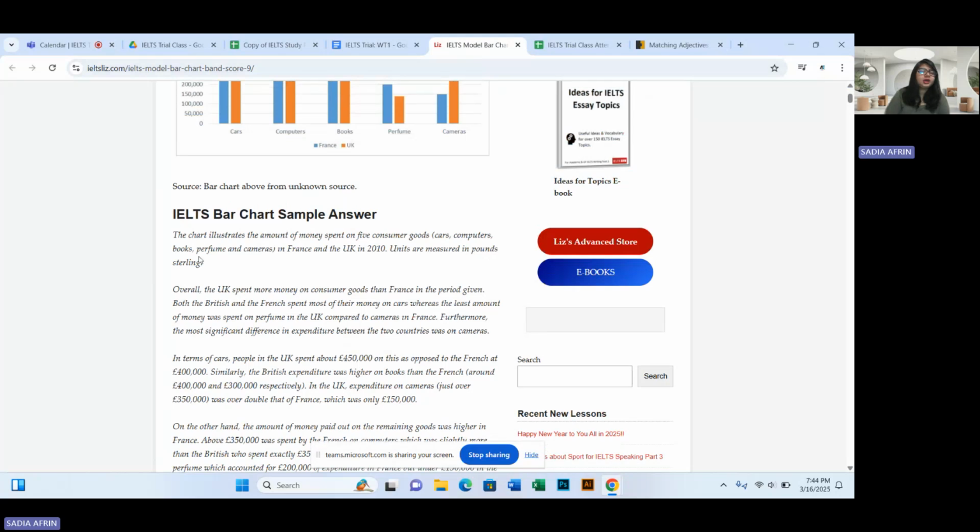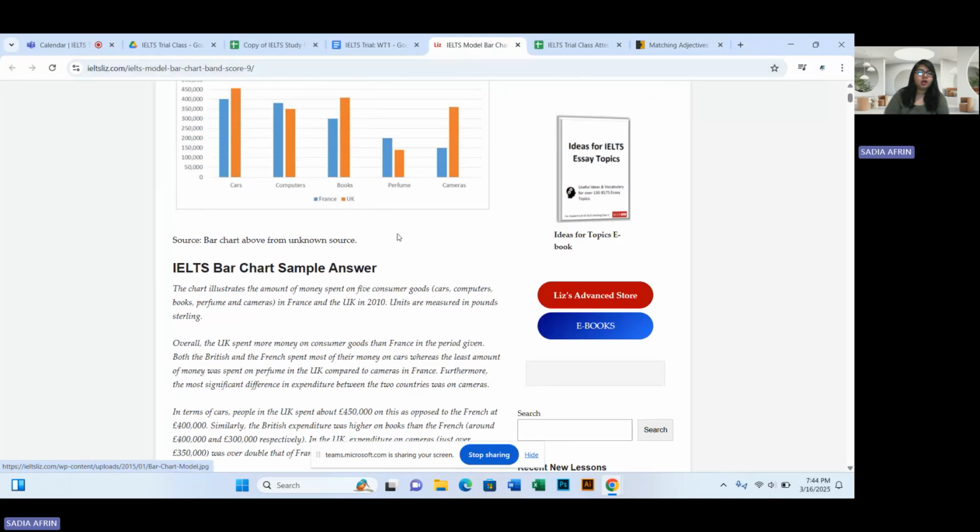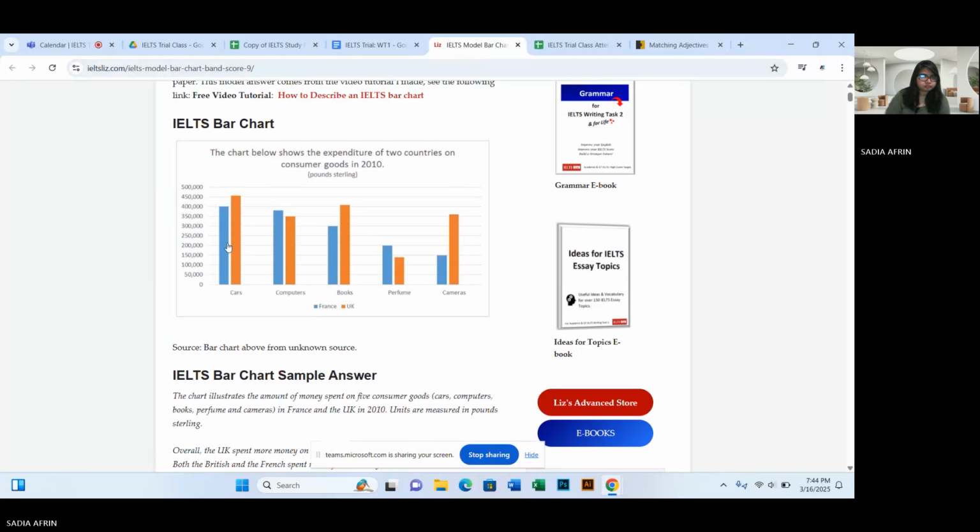Okay, so of course, when you look at the question, you'll know what to write. So you can just write the chart illustrates the amount of money spent on 5 consumer goods. And in bracket, you can mention the goods in France and the UK in 2010. Units are measured in pounds sterling. As you can see in the graph, in bracket, they have mentioned pound sterling. If they do not mention anything, you don't have to mention anything either.